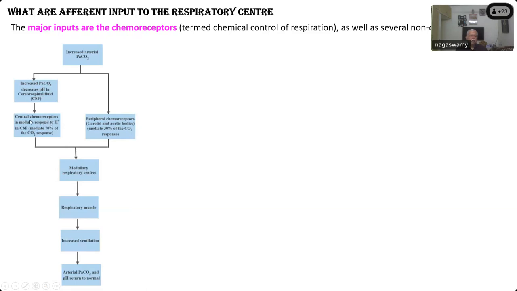It is the central chemoreceptors which are very important for patients who have a neural pathology, like a head injury or a tumor; this mechanism will be affected. That is why they have different patterns of respiration in head injury patients. So the medullary respiratory centers are stimulated, respiratory muscles are stimulated, and there is increased ventilation. Whenever the CO2 increases, the automatic mechanism is to increase your respiration, both rate and depth, and try to revert CO2 and pH back to normal. So this is the normal adaptive mechanism that is happening.